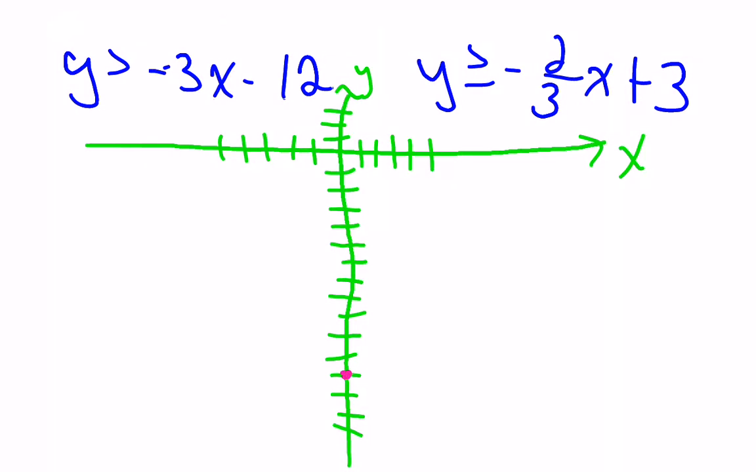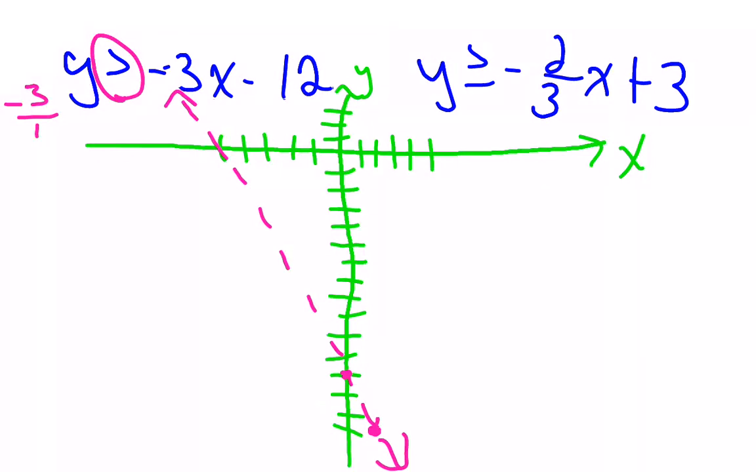So at negative 12 on the y, we're going to put a dot. And then our slope is negative 3. So it's negative 3 over 1, which means we're going to go down 3, 1, 2, 3, and over 1. About right here. And it is just a greater than, so a dotted line it is. And we're going to extend it out because we don't know where they are going to meet.